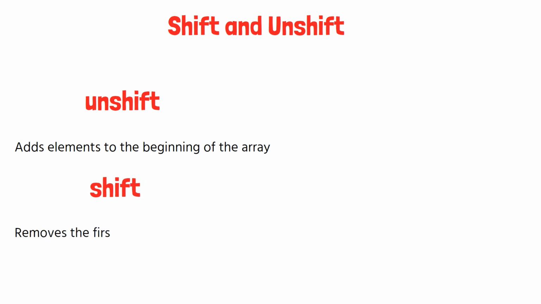Shift and unshift. Unshift adds elements to the beginning of the array. Shift removes the first element from the array.